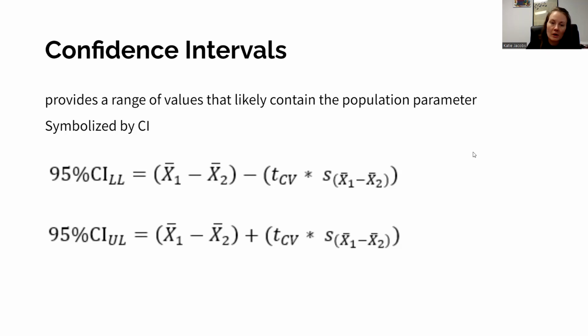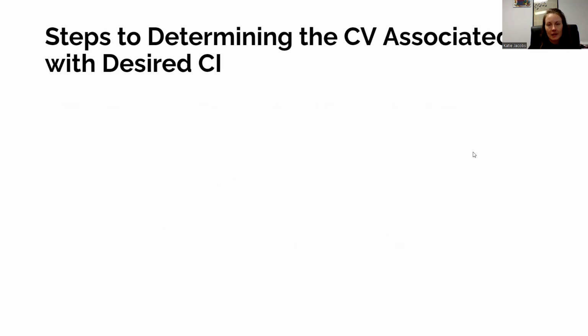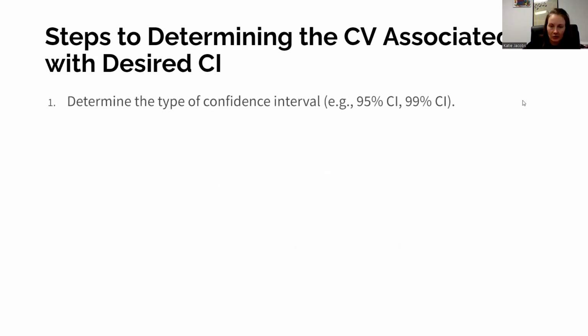However, if you did a one-tailed test, you're actually going to have to find the critical value that's associated with the two-tailed test to be able to establish a confidence interval that spans both sides. And so you'll see it's basically the same formula, except for the lower limit, you're subtracting, and then for the upper limit, you're adding.